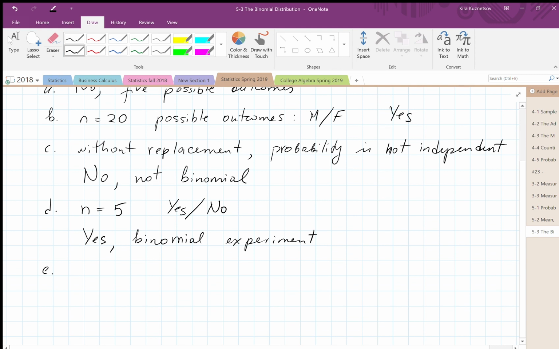Part E. Recording the number of children in 50 randomly selected families. So my n is 50, and what I'm trying to record is the number of children. Now, number of children is not a yes or no question. You could have 0, 1, 2, 3, 4, 5, and I don't know, 12. So no, not binomial.